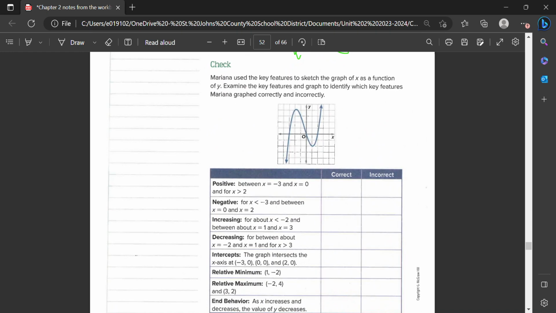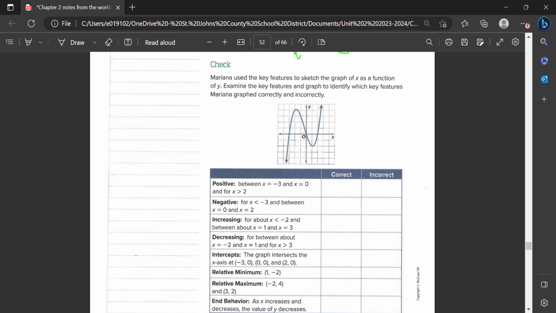All right. So Mariana used the key features to sketch the graph of x as a function of y. Determine the key features in the graph to identify which key features Mariana graphed correctly and incorrectly. Whew.